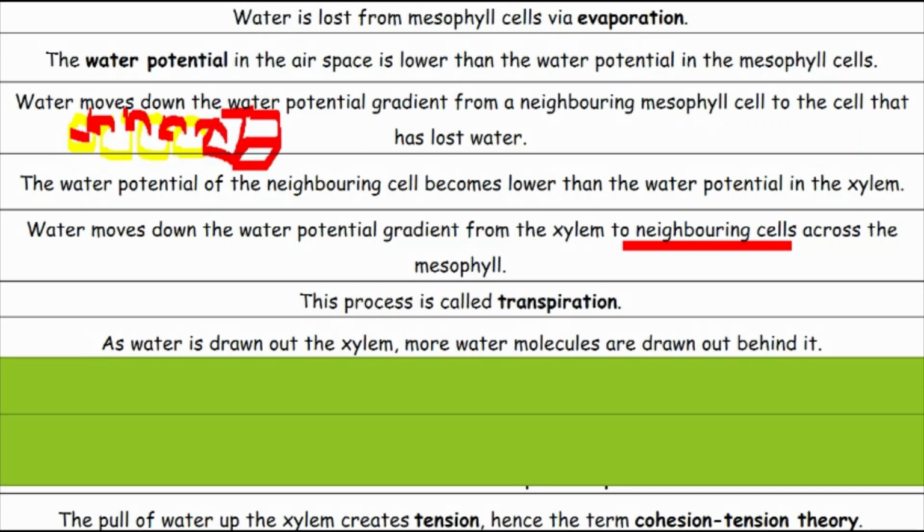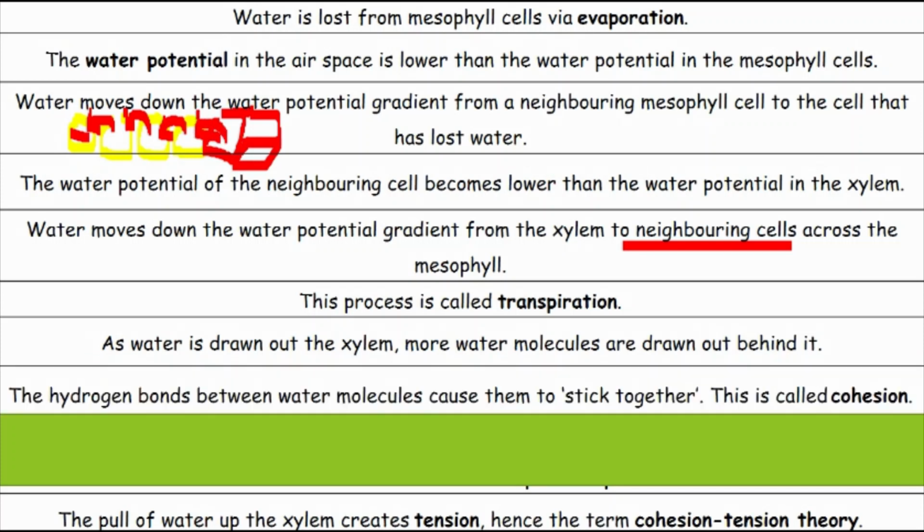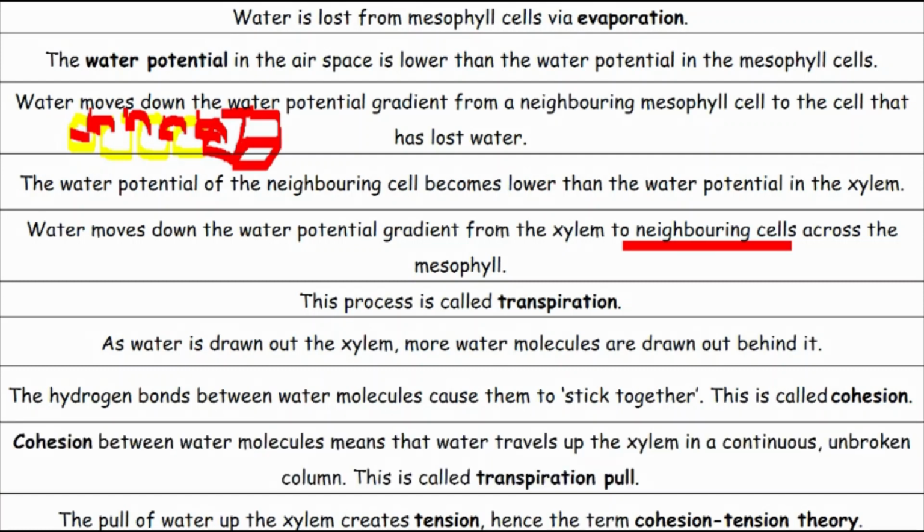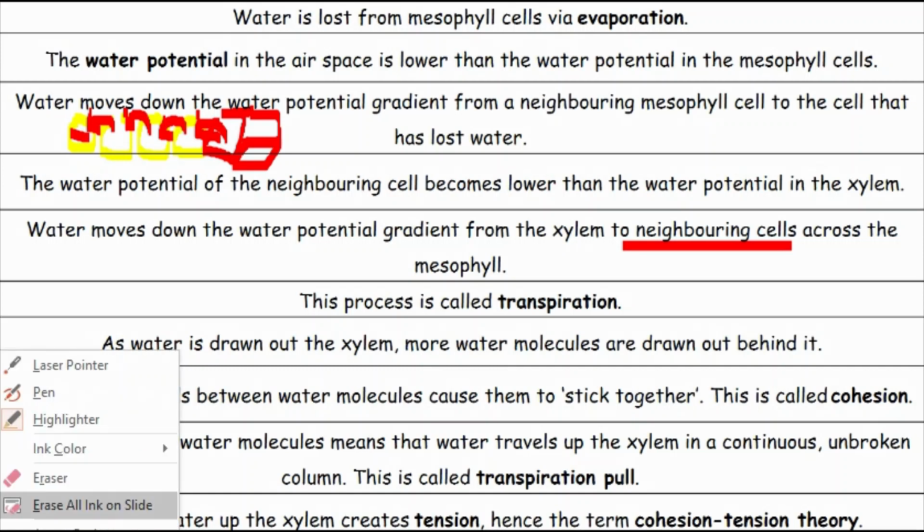And it's going to be giving water to those mesophyll cells. The hydrogen bonds between water molecules cause them to stick together. This is called cohesion, and cohesion between the water molecules means that water travels up the xylem in a continuous unbroken column, so that is transpiration pull.